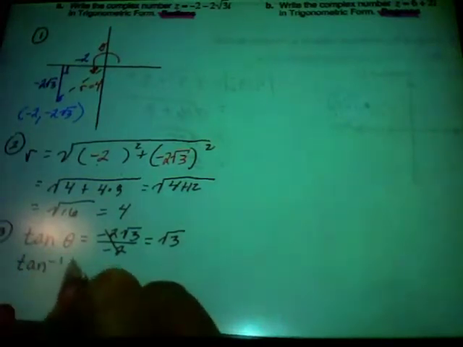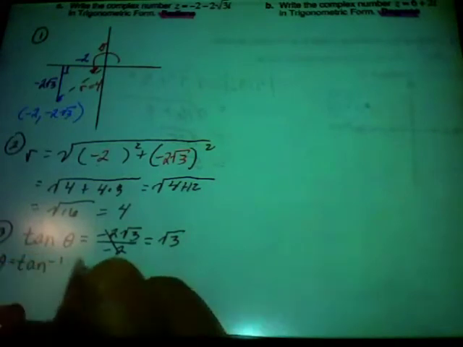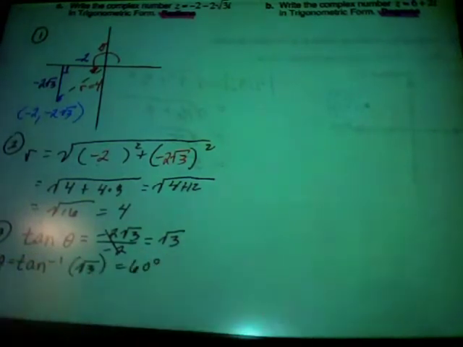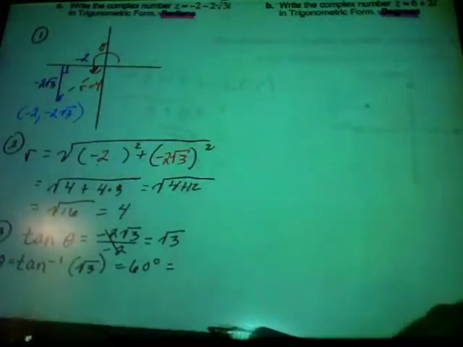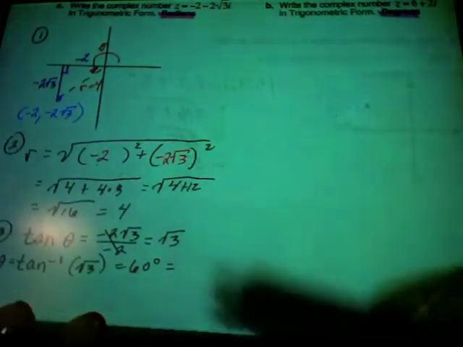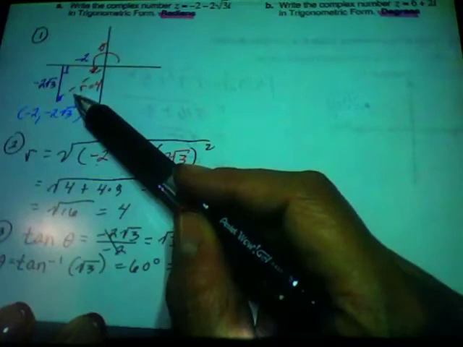So then we put in our calculator the inverse tangent of radical 3, and we got 60 degrees. But we want radians in the third quadrant of 60 degrees. What would that be? Well, first of all, it's pi over what for 60 degrees? Pi over 3. So what is this? 4 pi over 3.